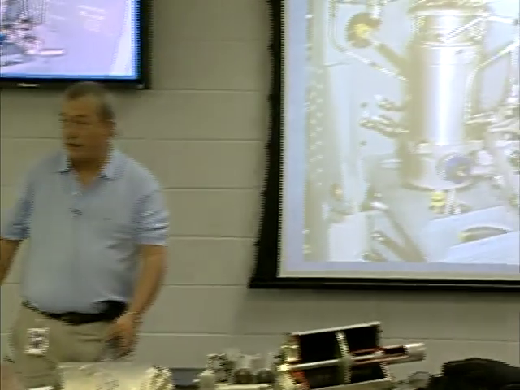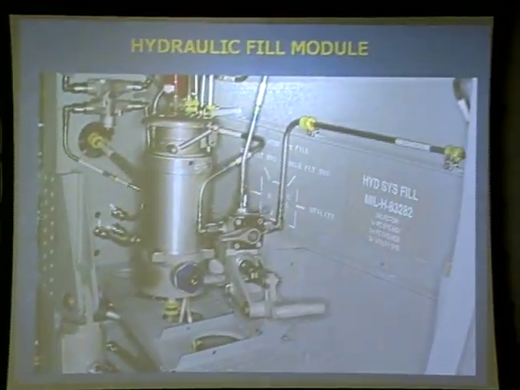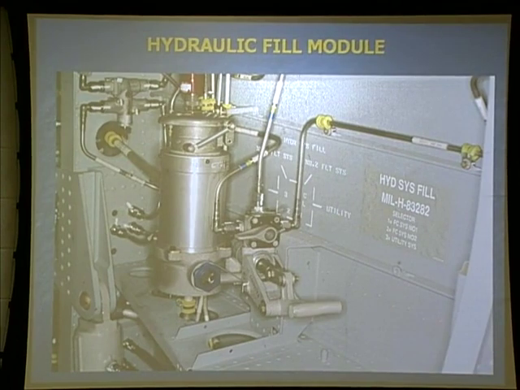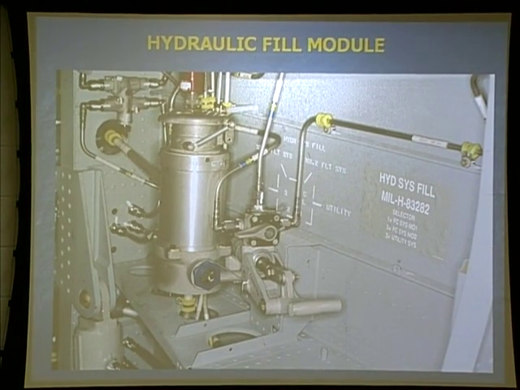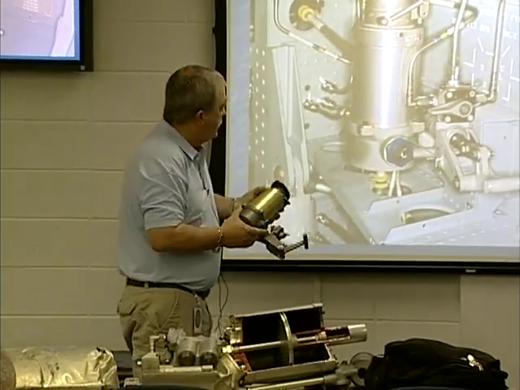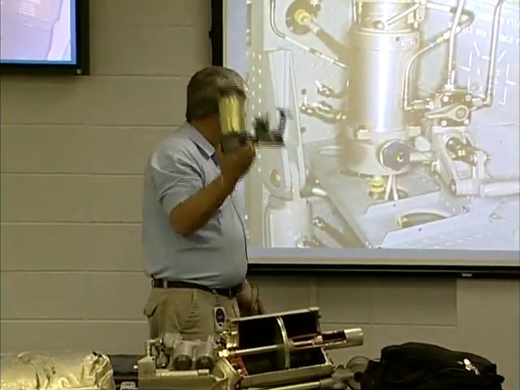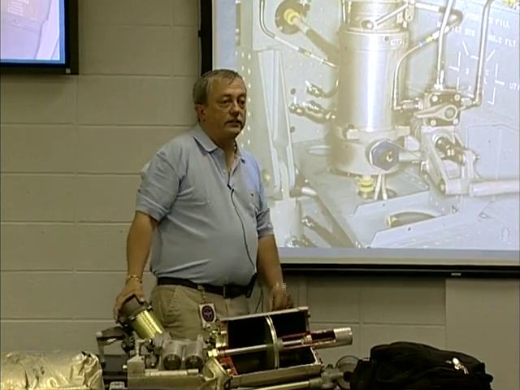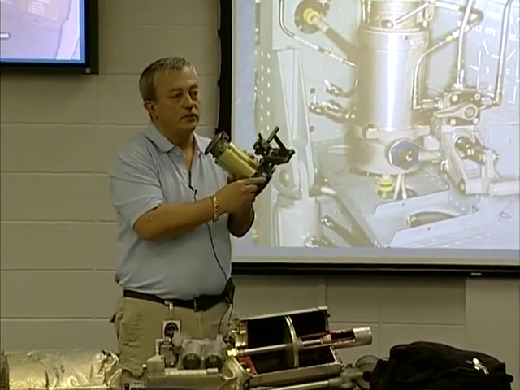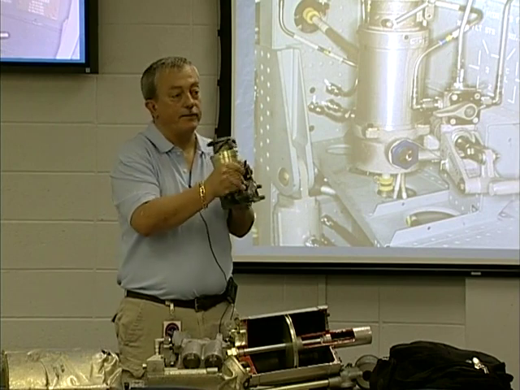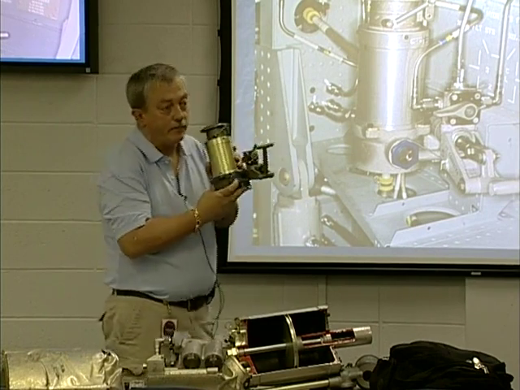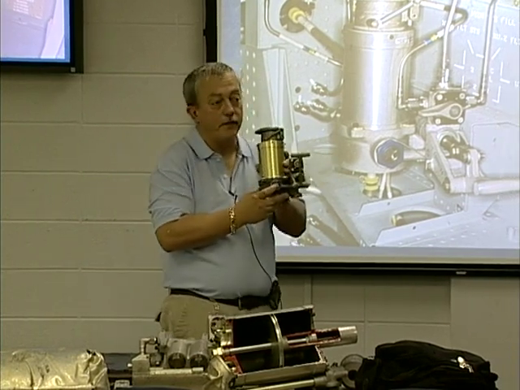Our hydraulic fill module. We talked about this during our introduction class. We'll talk about it again. When I go out and pre-flight this, some of the things I should be looking for is hydraulic fluid in the sight gauge. This one has none. You want to make sure that this is full, especially if somebody is pumping. If I'm pumping this and I let this sight glass get empty, then I'm probably pumping air into the system.